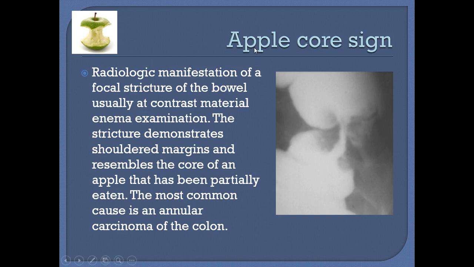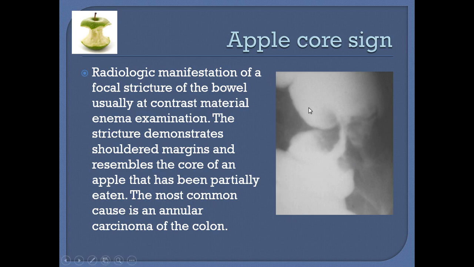Usually the apple core sign, you have heard, you have seen the apple core. All of us have eaten apples many times and left the core. It is the radiological manifestation of a focal stricture of the bowel, usually at contrast enema examination. The stricture demonstrates shouldered margins and the core in between, and the mucosa is irregular. It is usually seen in annular carcinoma of the colon. This is the barium enema examination.